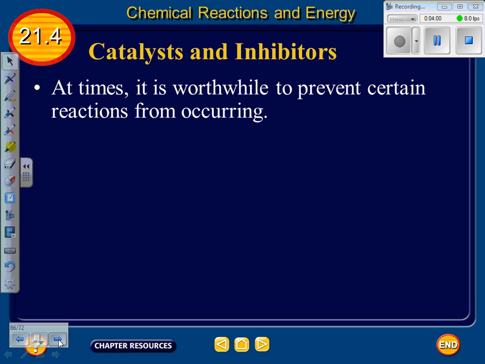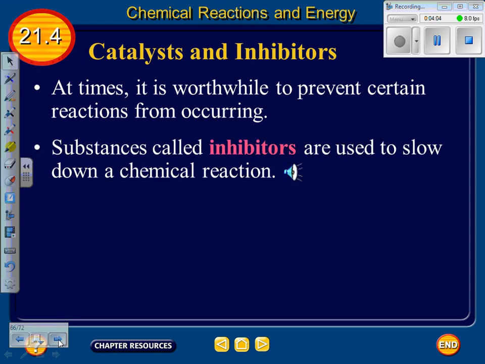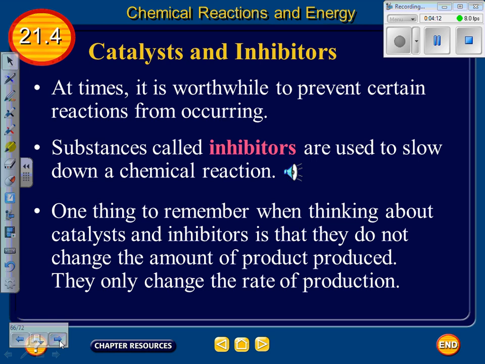At times it's worthwhile to prevent certain reactions from occurring. Substances called inhibitors are used to slow down a chemical reaction. One thing to remember when thinking about catalysts and inhibitors is that they do not change the amount of product produced. They only change the rate of production.